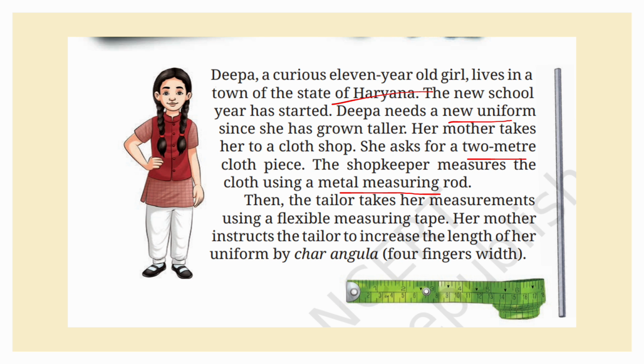Then the tailor takes her measurements using a flexible measuring tape. Her mother instructs the tailor to increase the length of her uniform by 4 angula. 4 angula means 4 fingers width.